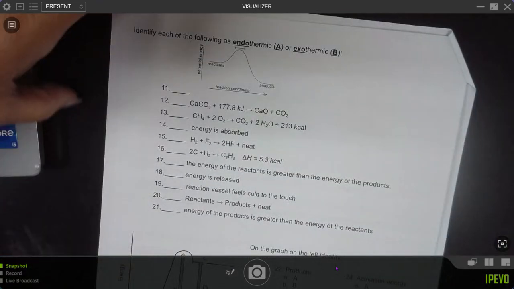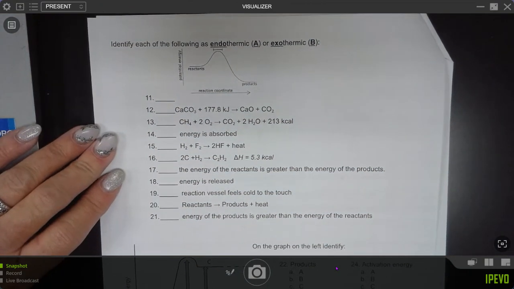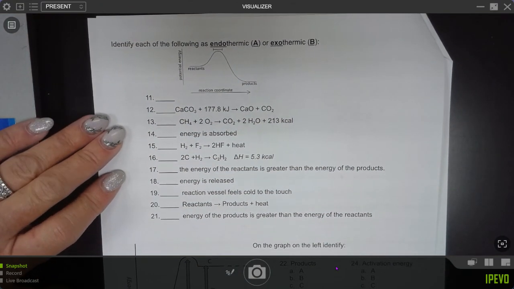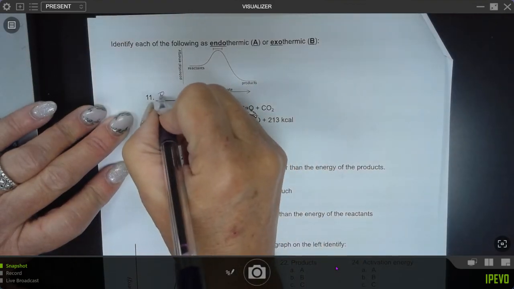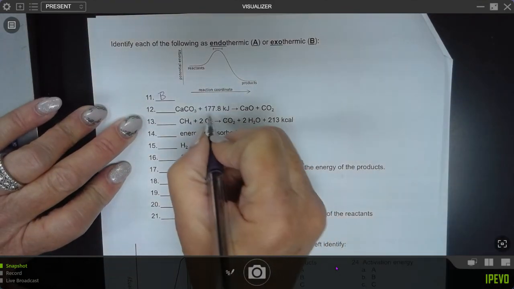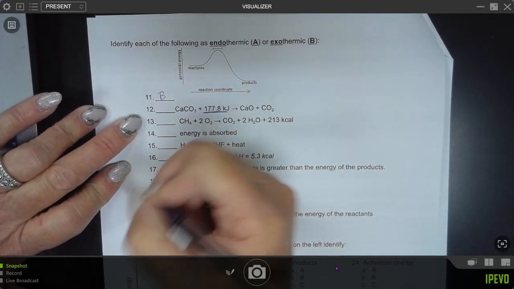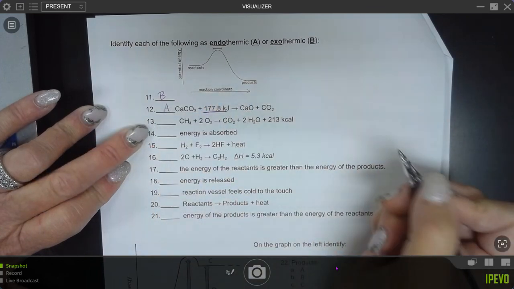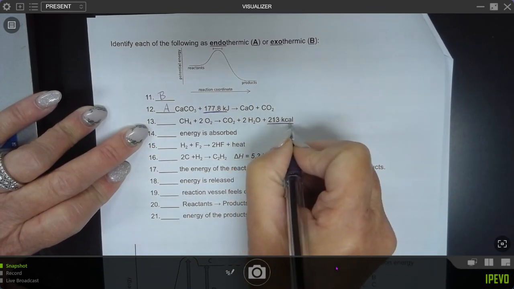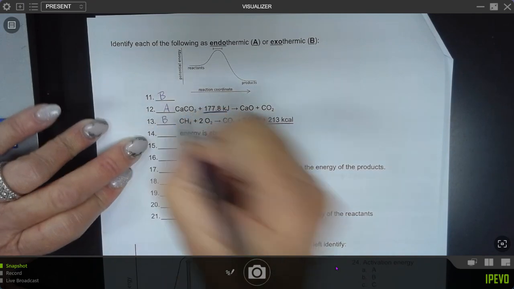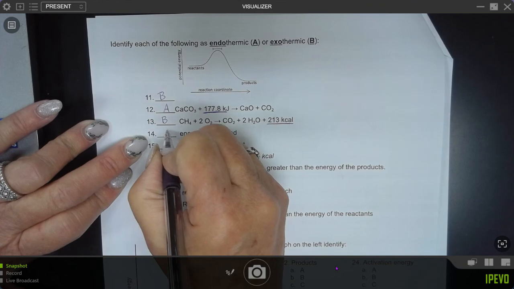All right, identify each of the following as endothermic or exothermic. Here's where your little sheet of notes would be helpful. So exothermic is B. So this graph we've said is exothermic. Here I have energy on the left of my equation. That's going to be endothermic. Here I have energy on the right side of my equation. So that's going to be exothermic. Energy is absorbed. That's going to be endothermic.